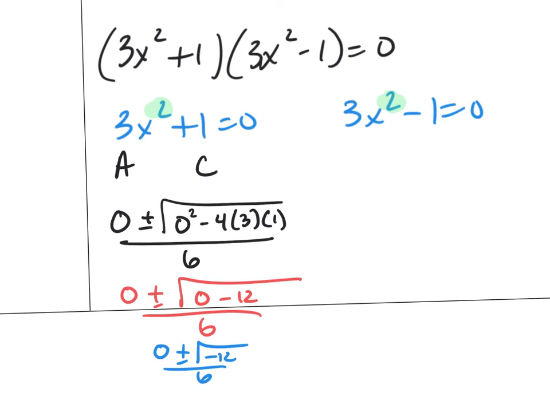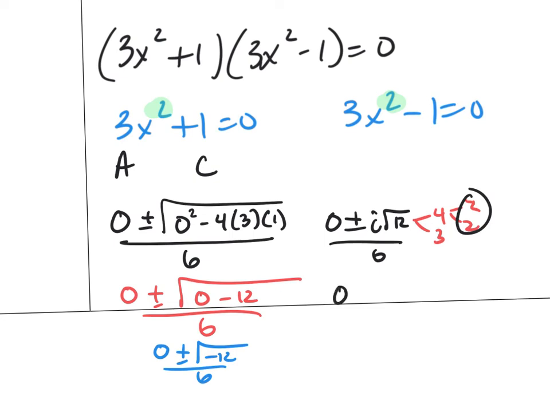We've talked about this, but we'll continue to go over it. The square root of any negative number is going to be i. So we have 0 plus or minus i square roots of 12 all over 6. And the final thing we'd want to do is break down 12 into 4 and 3, 2 and 2. We're looking for groups of 2. So this would be 0 plus or minus 2i square roots of 3 all over 6.